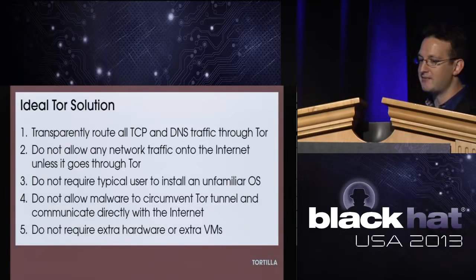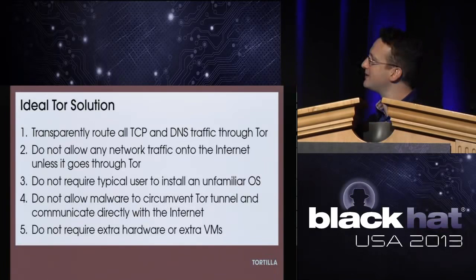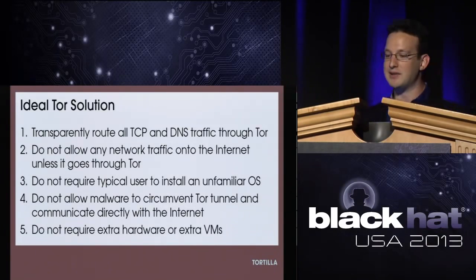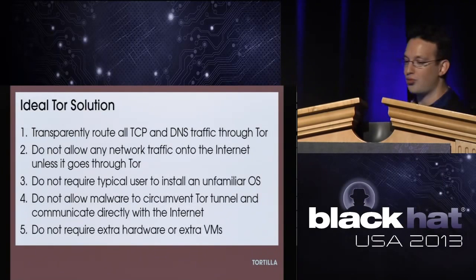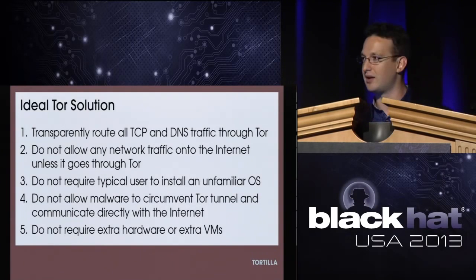Well, firstly, we'd want to transparently route all TCP and DNS traffic through Tor. We don't want to require any networked application to have native support for Tor. Next, we don't want to allow any traffic onto the internet unless it goes through Tor. In other words, no packet should ever touch a network card unless it's going through Tor. Everything else should be dropped.